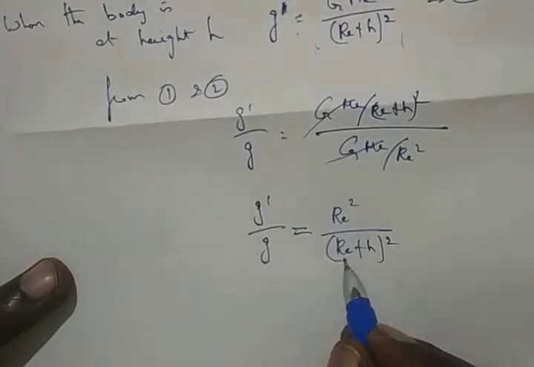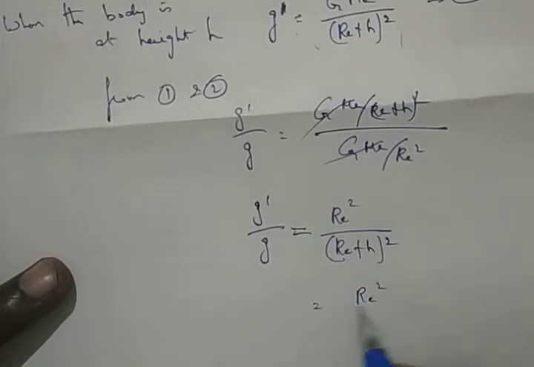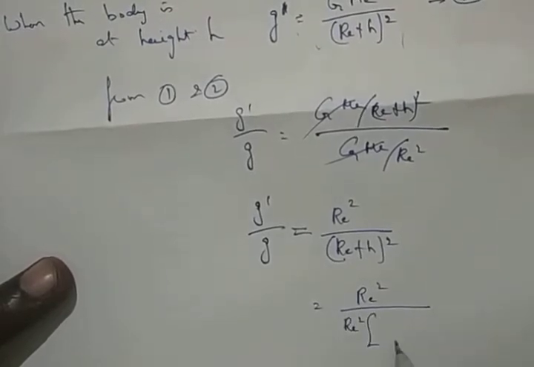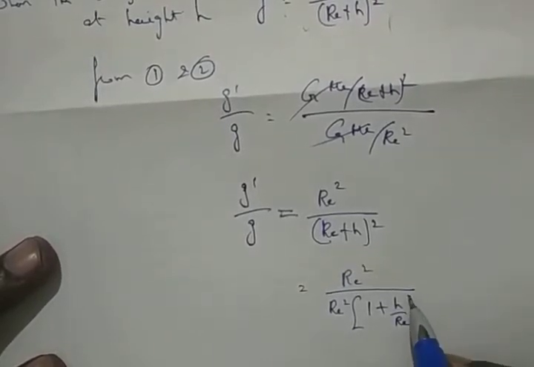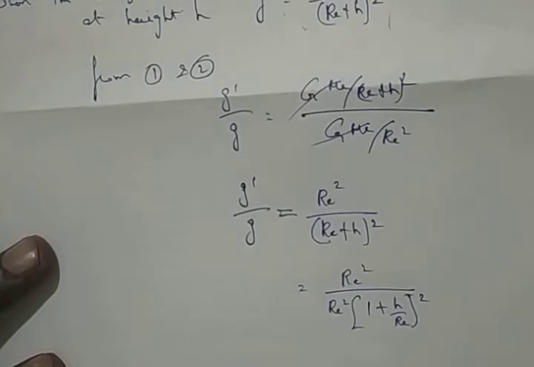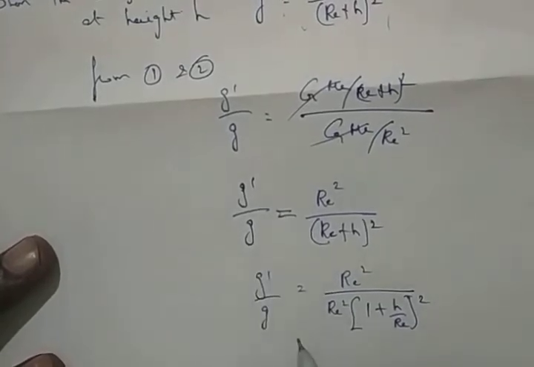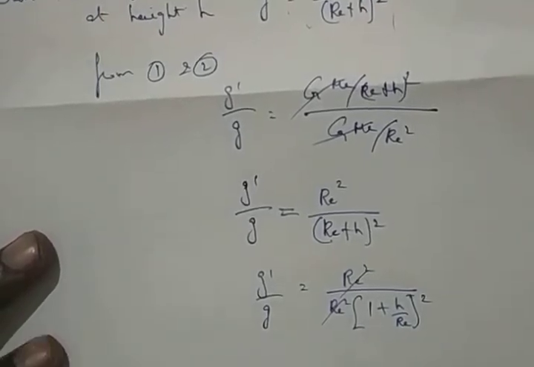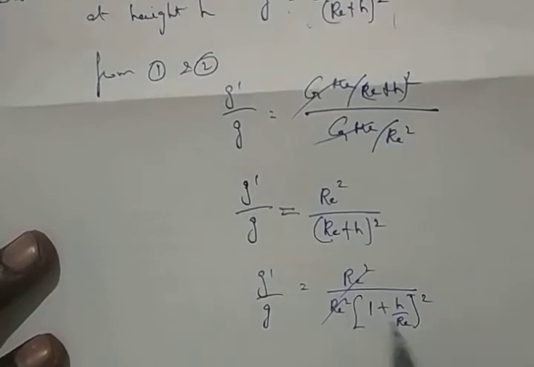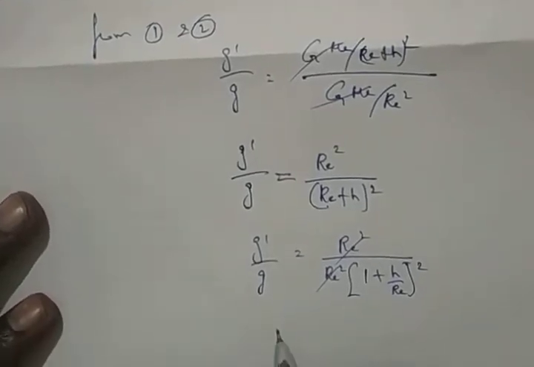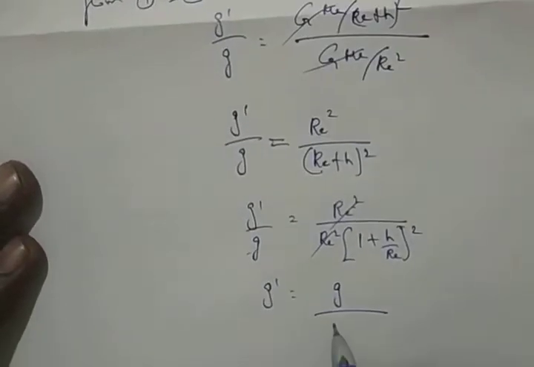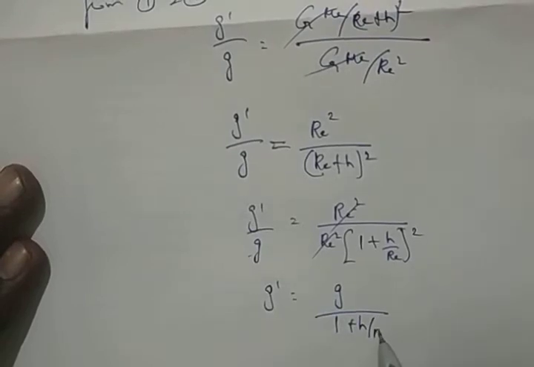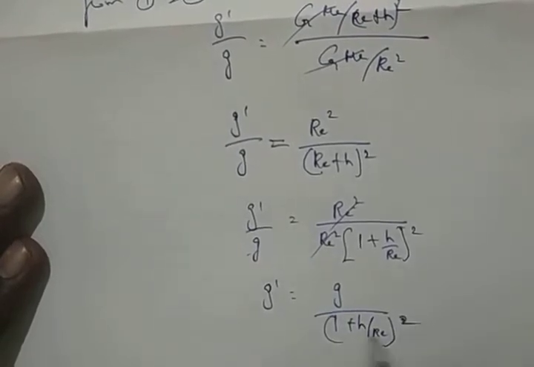We can also take RE outside of the bracket. It is RE square upon RE square times 1 plus H upon RE, the whole square. That is G dash upon G. Now these two get cancelled out, so you get only this as the value here. Now in other words, G dash is going to be equal to G, you cross multiply up there, G upon 1 plus H upon RE, whole square.